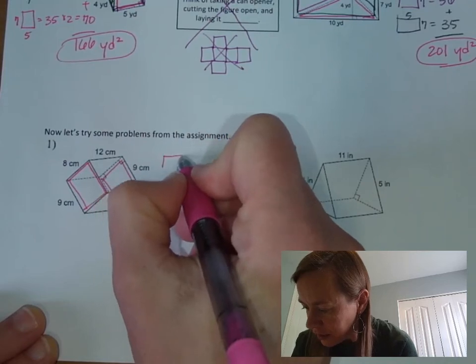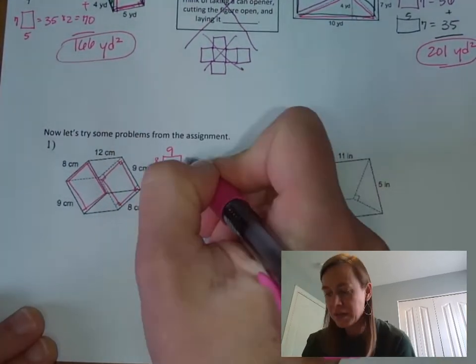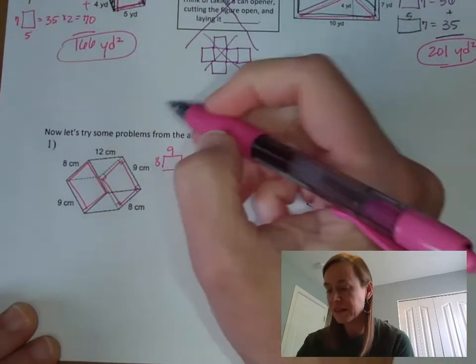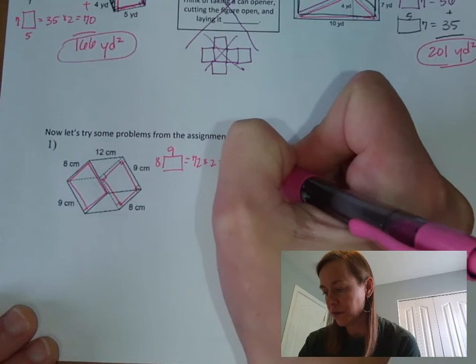And let's just draw it here. The dimensions are 8 by 9. And there's going to be 2 of them, so we have to double it. 9 times 8 is 72. And you double 72, you get 144.